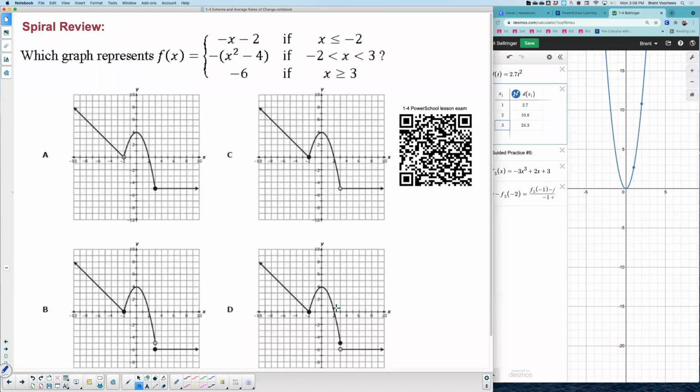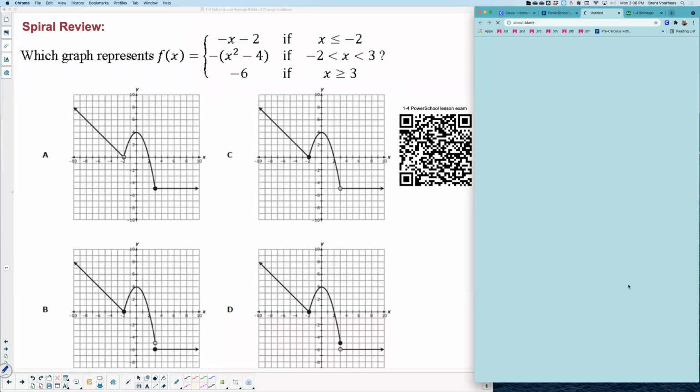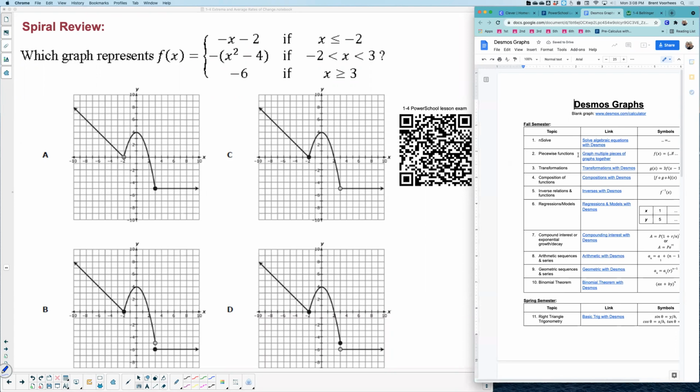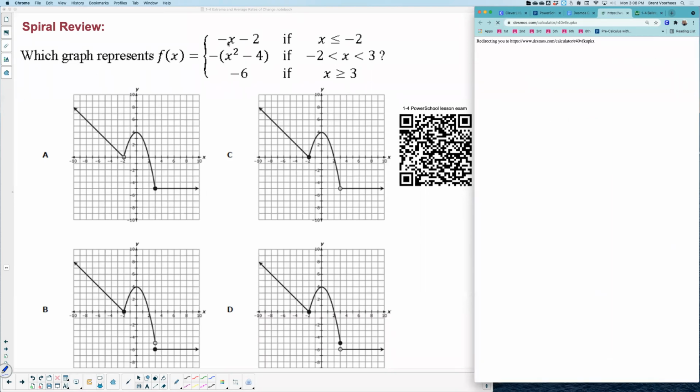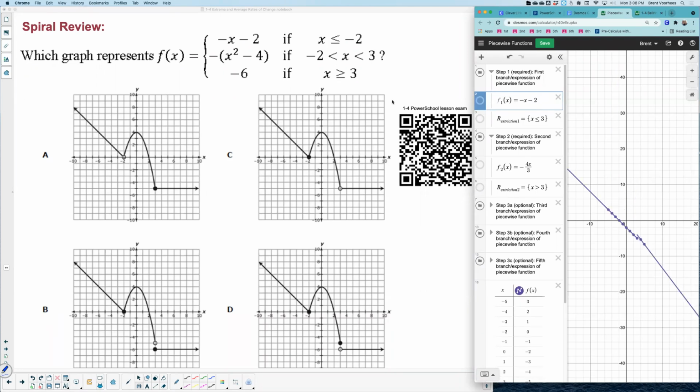All right, let's look at one more ACP question. This is graphing piecewise. And so I started at the beginning of the lesson with this, and I'll finish here. If you go to your Desmos pre-programmed graphs and you click on the piecewise calculator, which is the second calculator here, and you open up this link, you could graph this equation and determine which graph is correct. So the first branch here, it says step 1, the first branch of this equation, which was just negative x minus 2, while x is less than or equal to negative 2. And so that would be this piece portion.